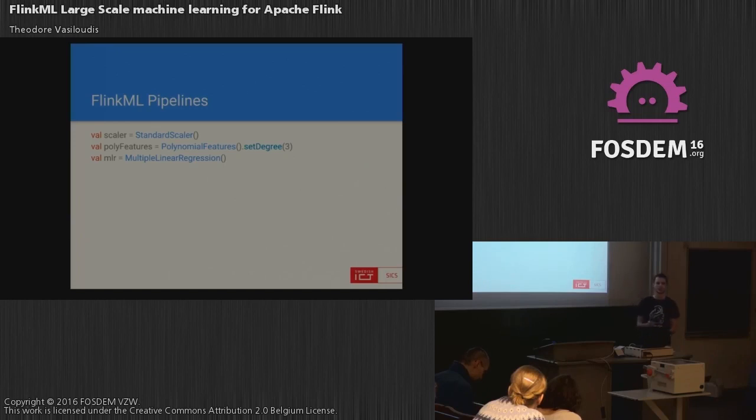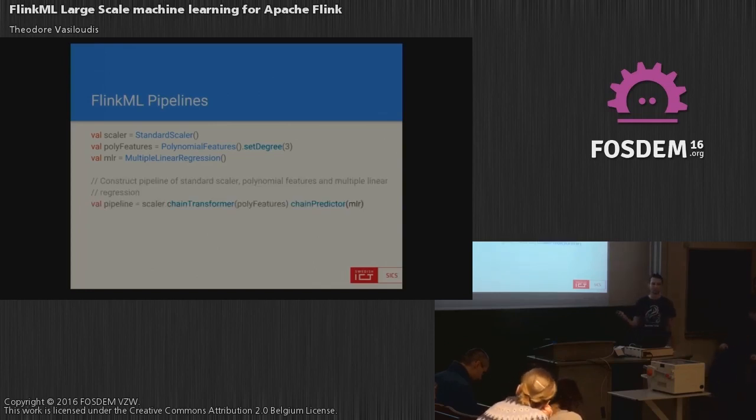I would also like to demonstrate how easy it is to create a machine learning pipeline. What we will do here is train a regression model after passing our data through a standard scaling algorithm, and then augmenting our features with a third-degree polynomial. Our pipeline is simply created by chaining together as many operations as we need. We start with our scaling, we chain the polynomial features transformer, and then finally we chain our predictor.